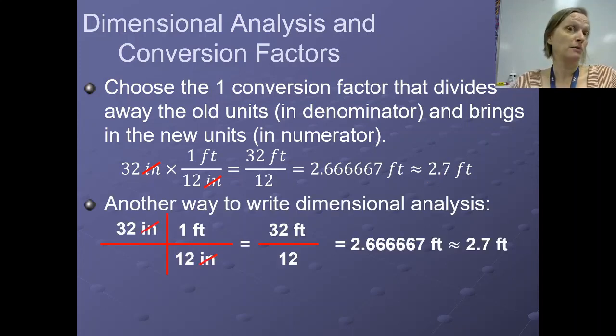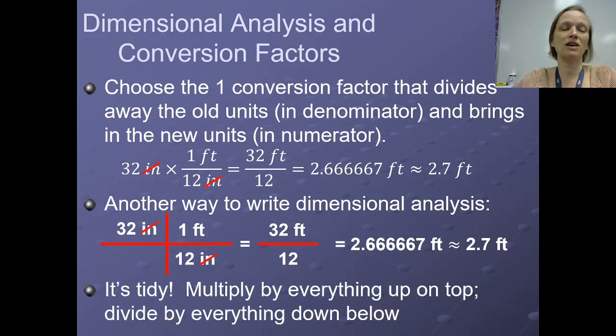There's another way to write dimensional analysis that I prefer, and I call it the train tracks method. It's the same exact problem, just written in a slightly different method because it makes things more tidy on a piece of paper. I start with 32 inches, just like I did before. I have my conversion factor, with something up top and something down below, 1 foot on top, 12 inches down below. And I still multiply to get my answer, and I end up with the same answer. But this cross method is just tidy.